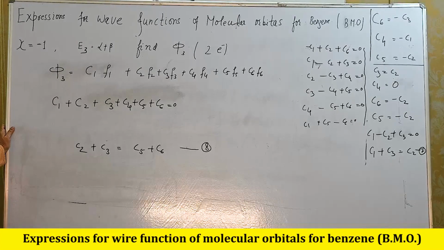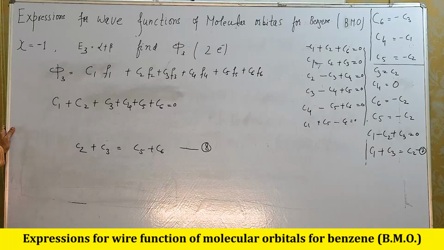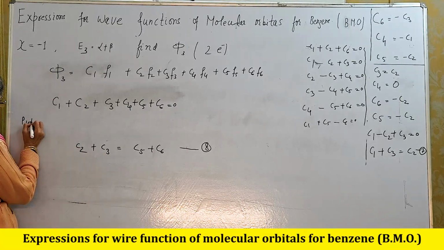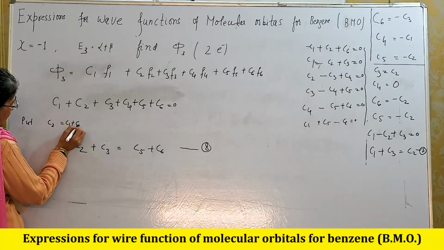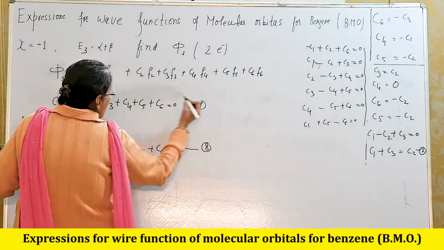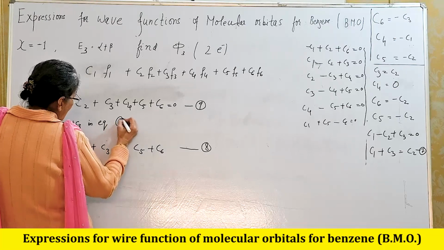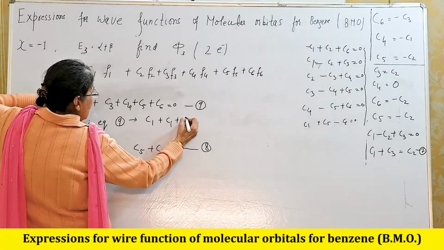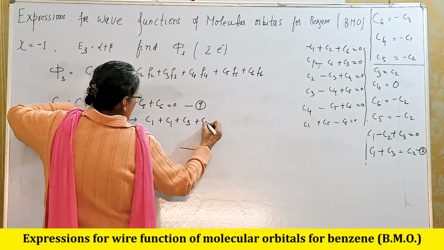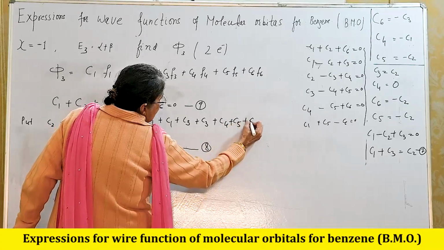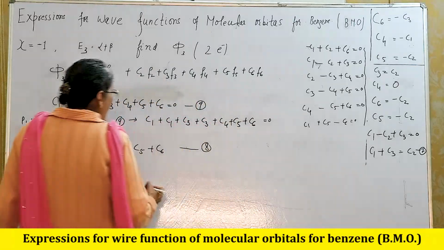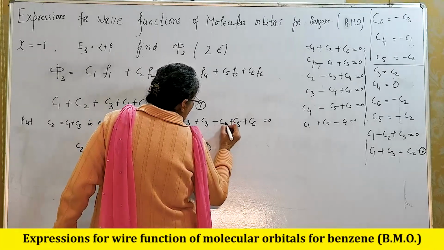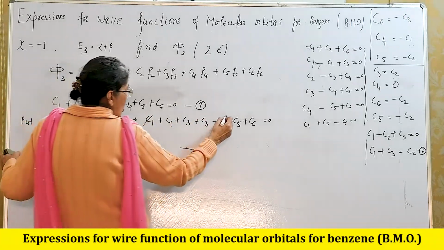And one relationship we have is C1 + C3 is equal to C2. So here we can put C2 equal to C1 + C3 in equation 9. In equation 9, what do you get? C1 + C1 + C3 + C3 + C4 + C5 + C6 is equal to 0, or you get C4, we can write it as minus C1. So C1 cancels, so we get C1.